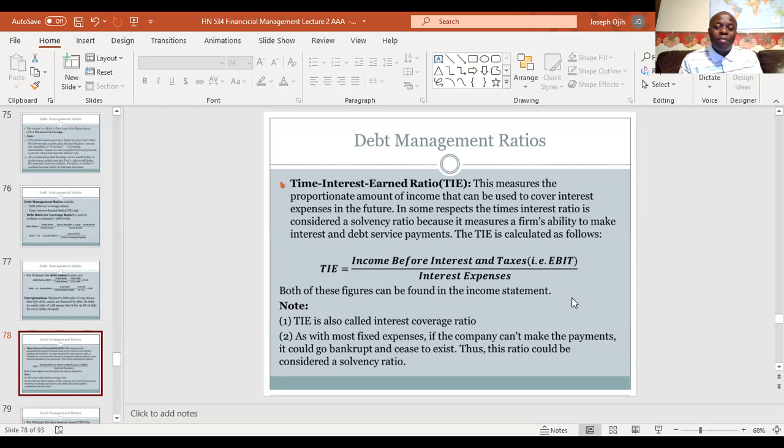Because if you cannot make payments, your lenders might be angry. They need their money, and they might seize your assets. As with most expenses, if the company can't make the payment, it can go bankrupt and cease to exist. That's why sometimes they call it the solvency ratio. Again, it's calculated using this formula, EBIT divided by interest expense.